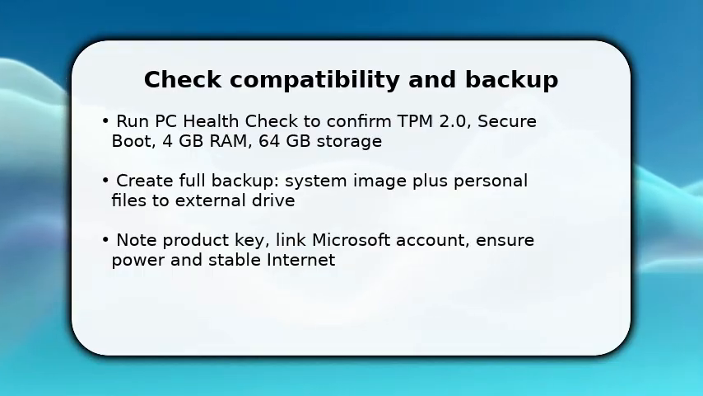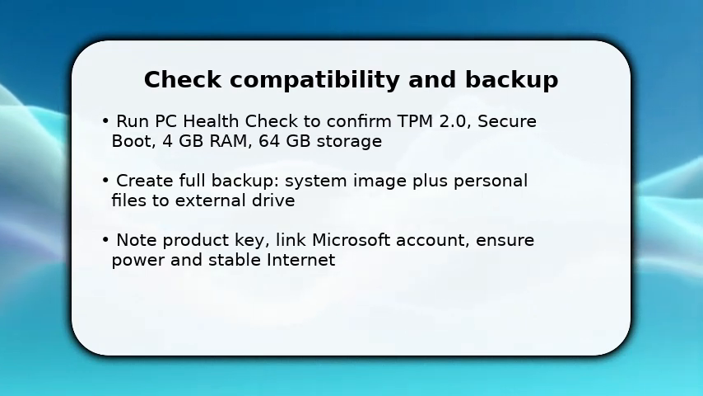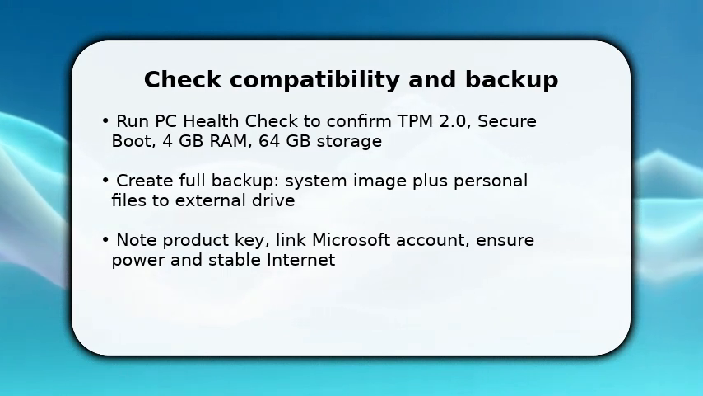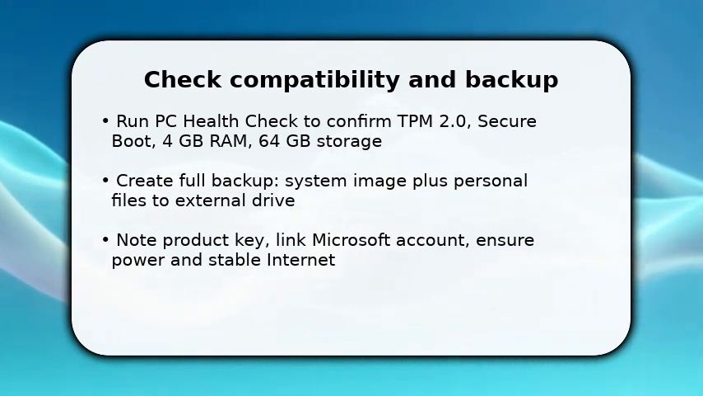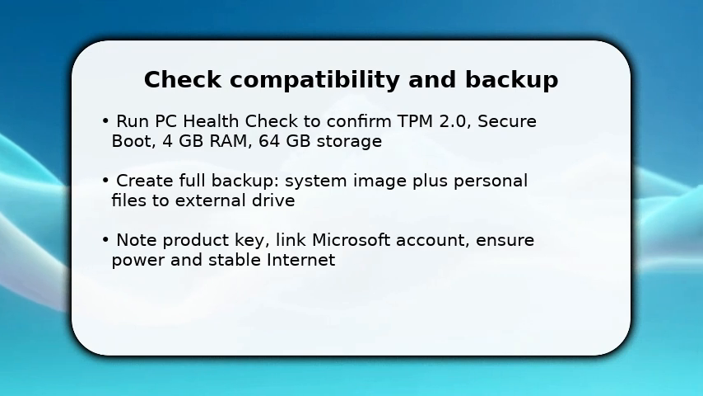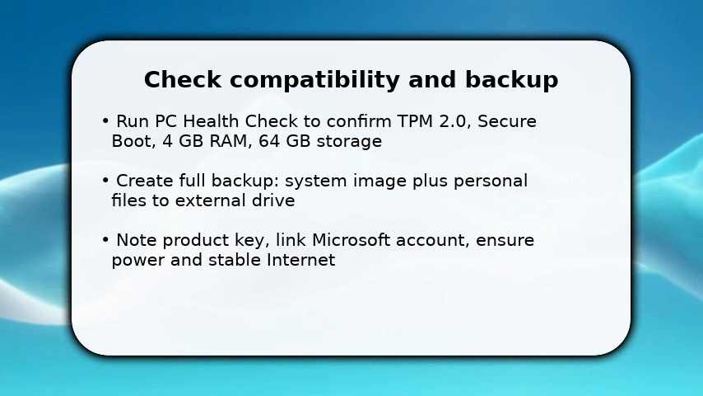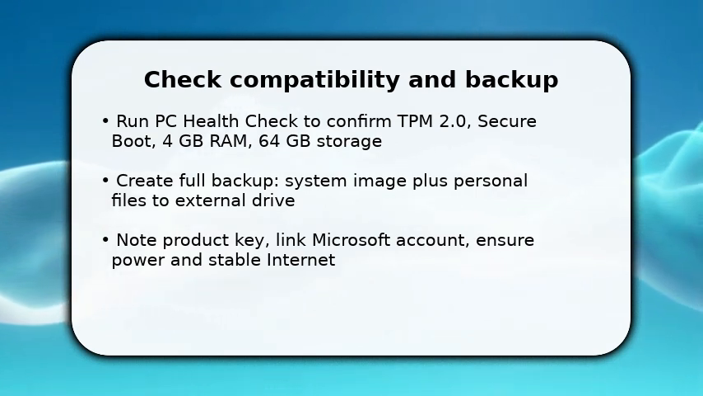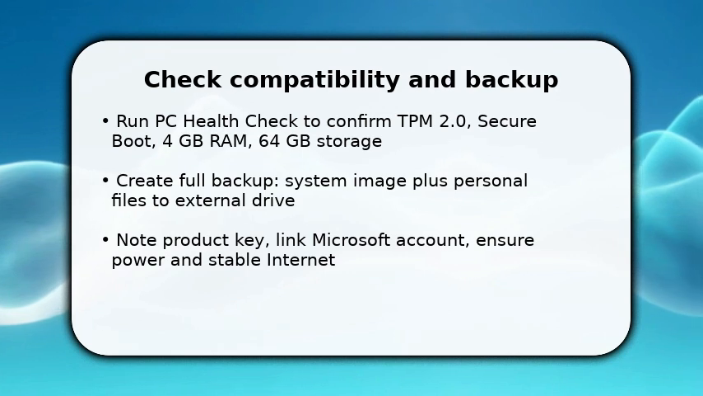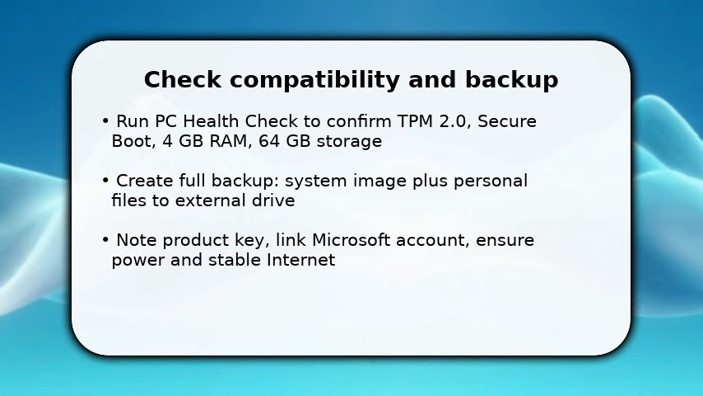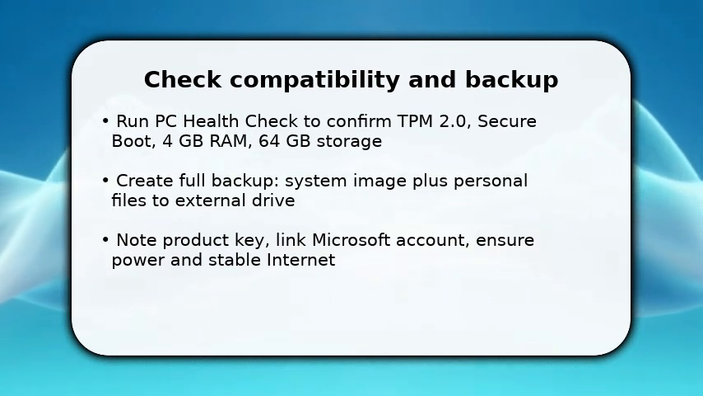You start by verifying compatibility and protecting data. Run the PC health check to confirm TPM 2.0, secure boot and hardware minimums. This avoids surprises. Next, make a full system image and copy personal folders to an external drive so you can restore if needed. Also sign into or link your Microsoft account and record your Windows product key. Once done, plug into power and ensure a stable internet connection before proceeding to the installation steps.